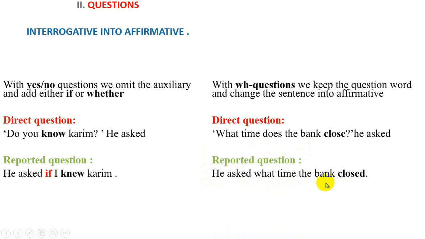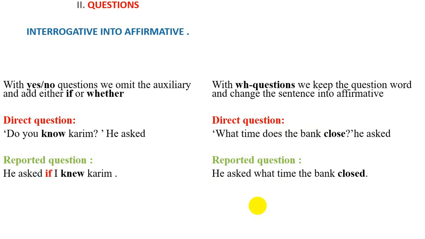So as you can see, the same as we did here. So we change from interrogative form into affirmative form. The same, we are going to do it here. What time does the bank close? So you can see what time plus auxiliary plus subject plus verb. So we omit this auxiliary, and we keep the sentence. So he asks what time the bank closed. That's it, and it's fine.